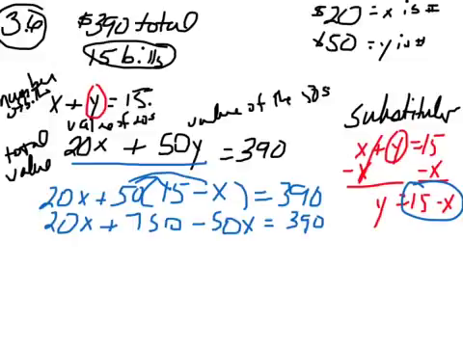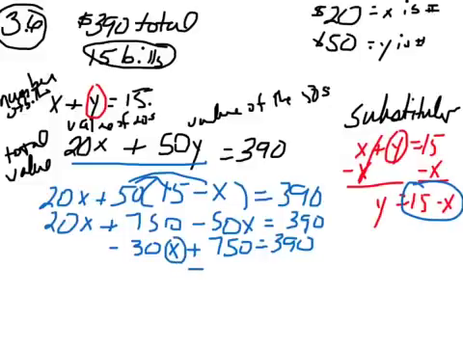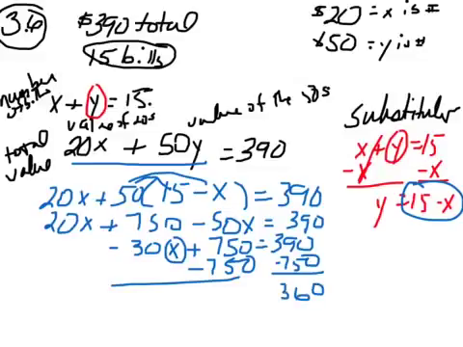Okay, so now 20x minus 50x would be negative 30x. So I have negative 30x plus 750 is equal to 390. Now if I want to get x by itself, I could subtract 750 from both sides. Okay, let's see what that would be. 0, 15 minus 9 is 6, 6 minus 3 is 3. Let me see, is that right? Yeah, so if you subtract that, it would be a negative 360. This would cancel out, and I'd have negative 30x is equal to negative 360.